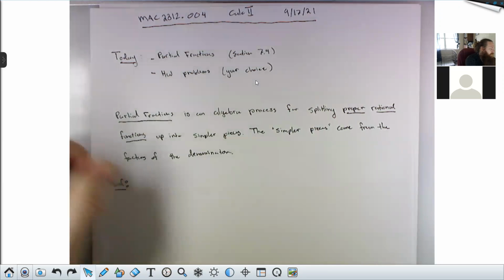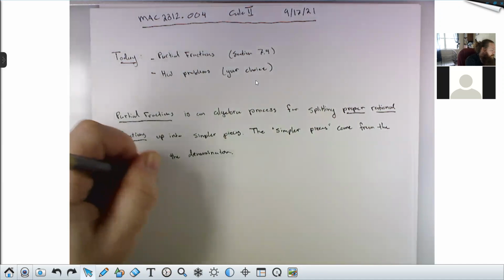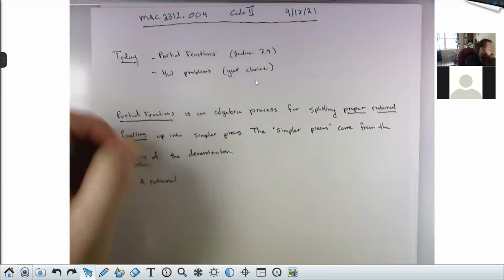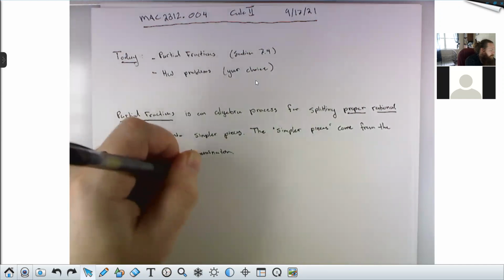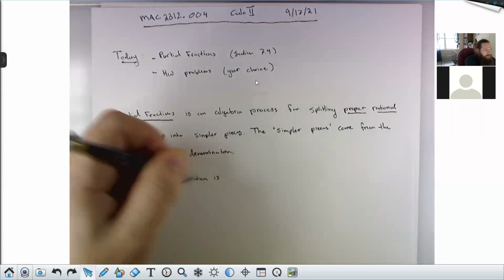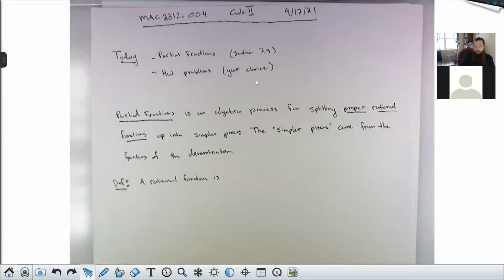What's a rational function? Let's make sure we all know what we're talking about. Who can help me here? What is a rational function?